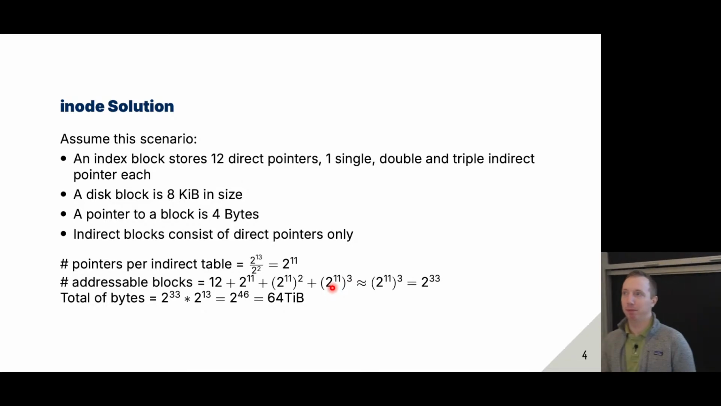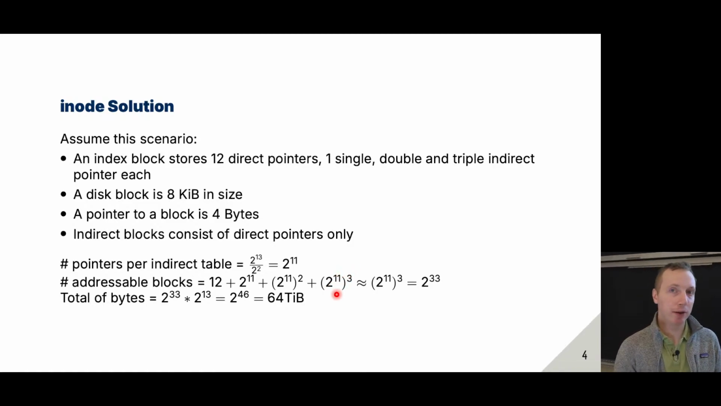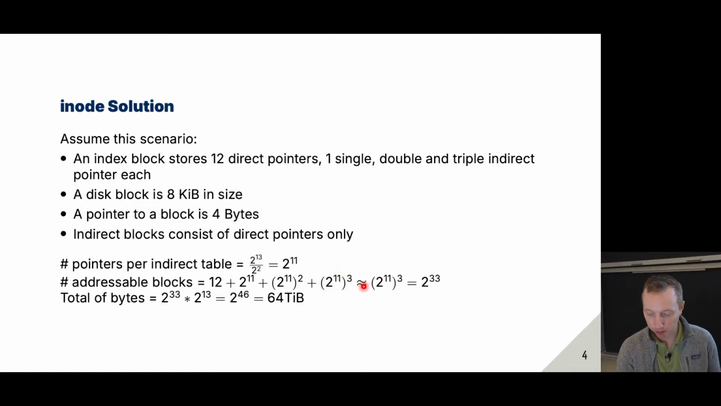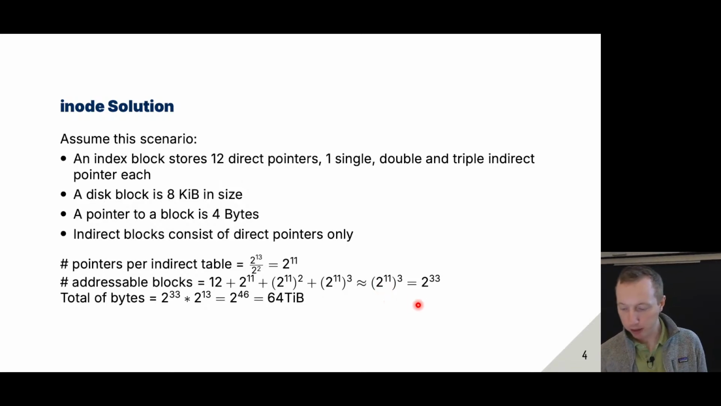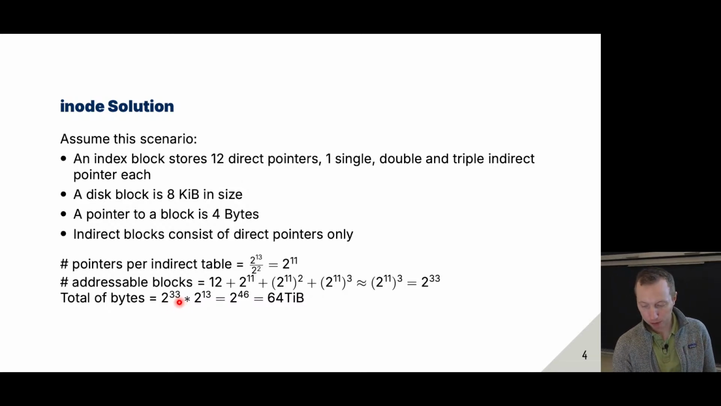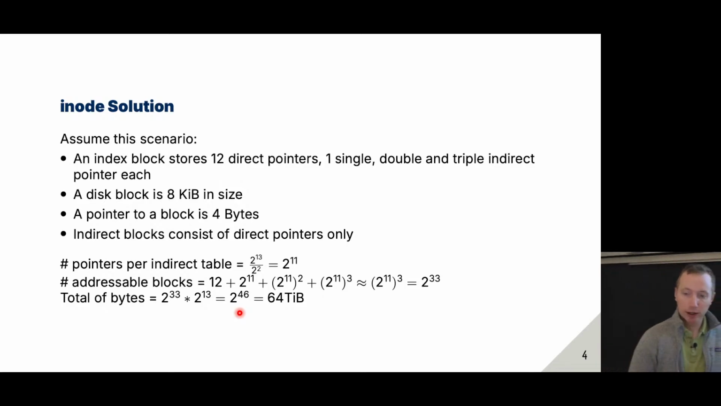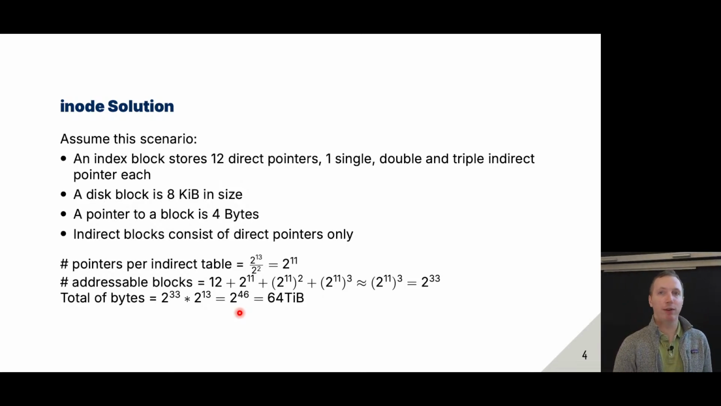We don't have to be super exact, because this term is a hell of a lot bigger than all of the other terms. So if we're just talking about the maximum size of the file, it would be approximately (2 to the 11) to the power of 3, which is 2 to the 33. So the total number of bytes we can have for an individual file would be 2 to the 33, that's how many blocks we can point to, only through triple indirect, and then times the size of a block, which was 2 to the 13, and then the maximum size of a file we can support is 2 to the 46, which is 64 terabytes.